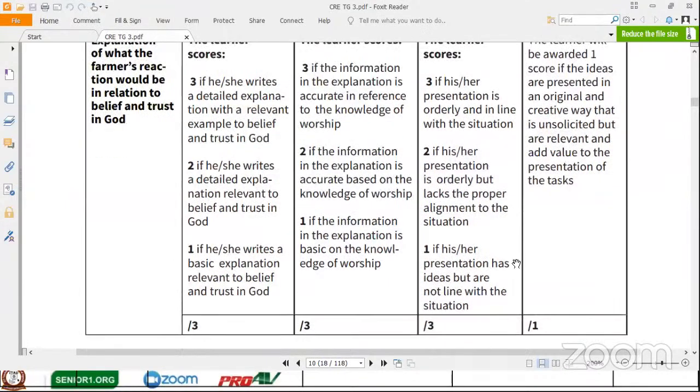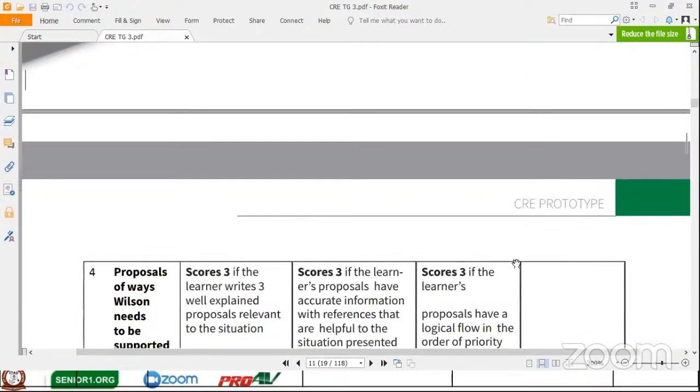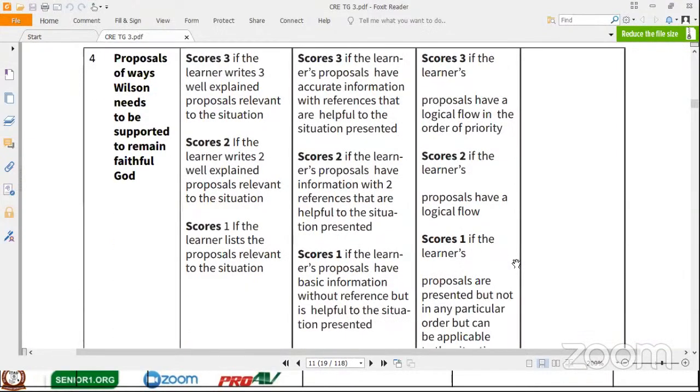And if the learner does something solicited, then when it comes to the second basis, proposals on which lesson will be supported, here they looked at if a learner gives the right 3 well-explained proposals, if a learner gives 2, and if a learner gives 1. And here we look at the accuracy of those proposals, and then here the logical flow or the order of priority. So you want to tell this person, giving him advice, maybe, but you are starting with the one who's less priority. For example, if someone gets an accident, the first aid should be the first proposal before rushing the person to hospital.